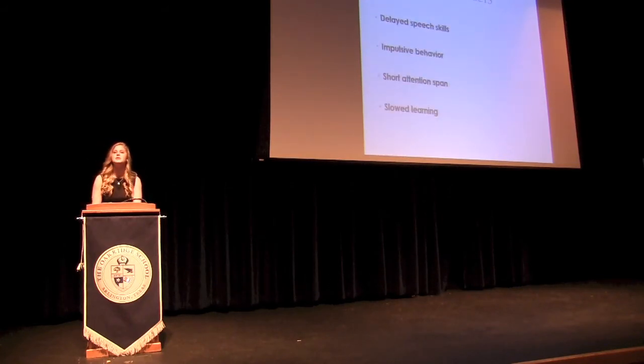Mentally, those with Down syndrome experience impaired cognitive development and delayed speech skills. This can cause impulsive behavior, short attention span, and/or slowed learning. As people with Down syndrome age, they become more prone to certain diseases, anything from dealing with the heart, to the intestines, to the hips, to dementia.